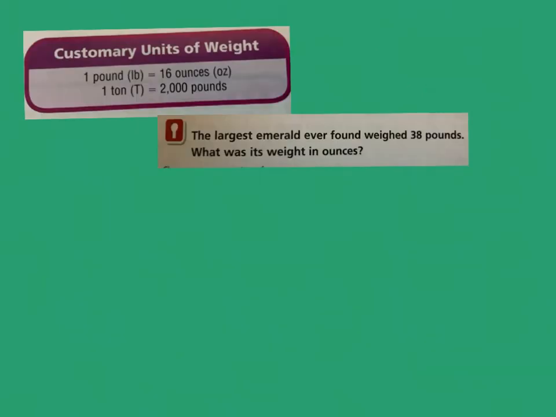Okay, let's try another. The largest emerald ever found weighed 38 pounds. What was its weight in ounces? We want to know what its weight was in ounces. We know that it was 38 pounds. We wonder what it is in ounces. So we're going to take the known amount of 38 pounds. We're going to multiply that times the conversion factor, changing from pounds into ounces.